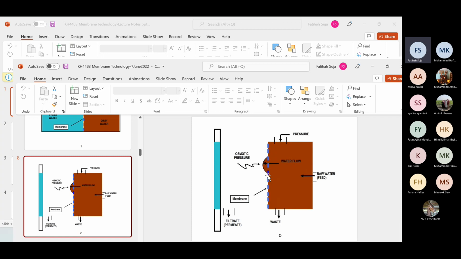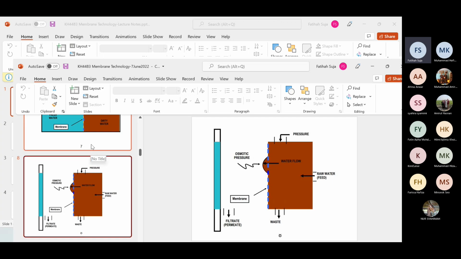So what you want for your membrane system is actually reverse osmosis, not osmosis. Remember that osmosis is the dilution of the dirty water by the fresh water. So this is osmosis, but you don't want osmosis. In water treatment, you want reverse osmosis. So what is reverse osmosis? Actually, it is the process of forcing water from the dirty side through the membrane into the clean water side.